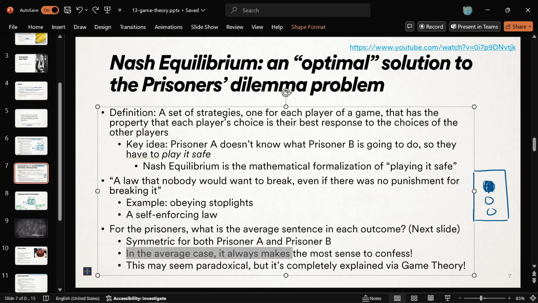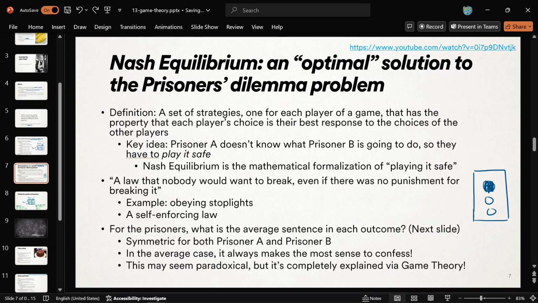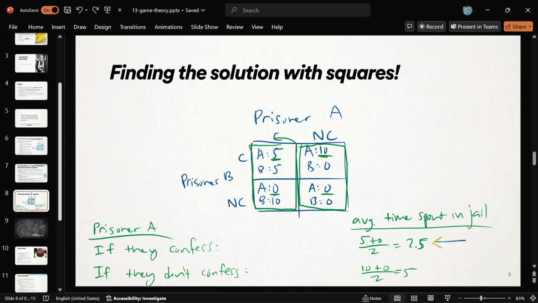So in the average case, it always makes the most sense for each prisoner to confess. So the equilibrium is going to go to here. Both prisoners will probably end up confessing, even though there's a better outcome right here. See that? There's totally a better outcome. And so that's how we solve for it. It seems like a paradox, but game theory gave us a way of explaining it. And that's what you can do for even more complicated problems. Okay, so that's the prisoner's dilemma. That's a good example of a non-cooperative game and how to solve for the right outcome.